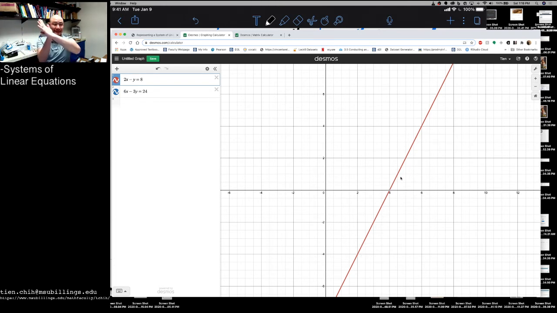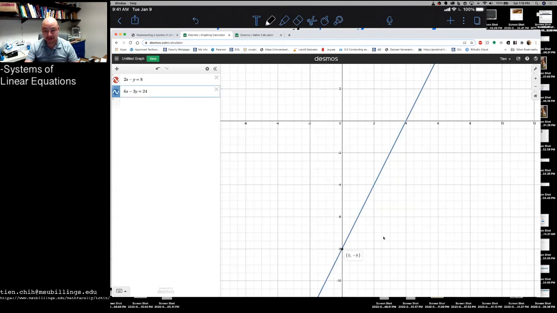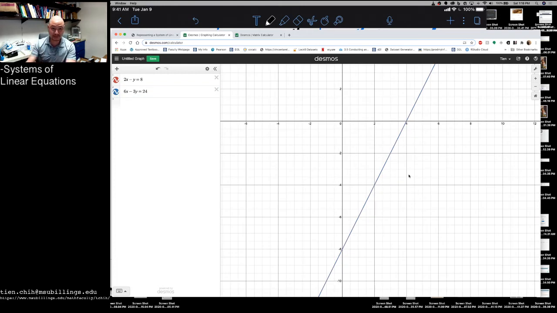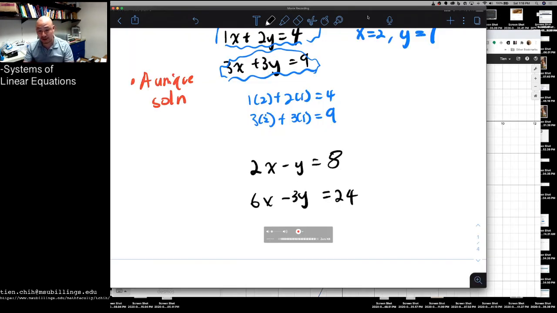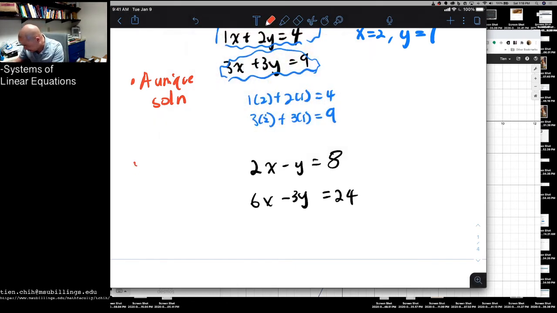And so, since these two lines lie on top of each other exactly, every single point on this line is in fact a solution. So here is a solution for 0, but also 6, 4 is a solution, and 0, minus 8 is a solution, and every single point on this line is a solution. So one of our other scenarios is that there are in fact infinitely many solutions.